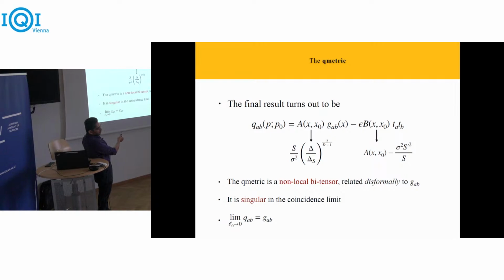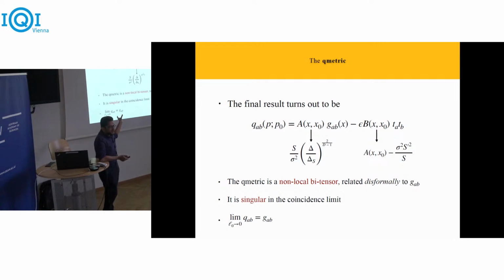And then there is a disformal term which depends on the tangent vector connecting the 2 points. There is a non-local object which depends on 2 points. It behaves like a second rank tensor at one point and a scalar at the other point, and this is the structure it has. It is what is called in the literature the disformal structure. The most important feature of this effective qmetric is that it is singular in the coincidence limit. That is to be expected because no sensible metric theory of gravity, where distances do not go to 0 when the points are coincident, can be described by a regular metric tensor.